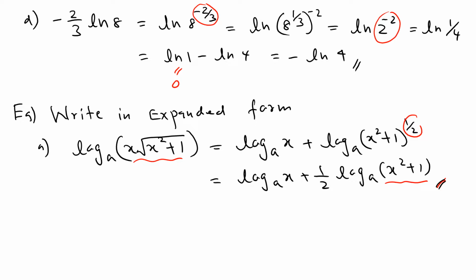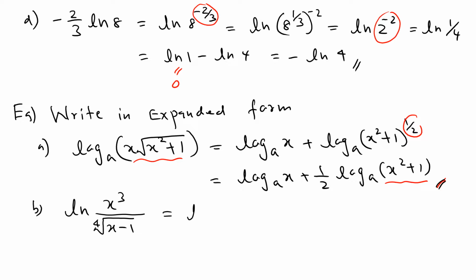So let's do part B. How about this one? Let's say you have natural log of x cubed divided by the 4th root of x minus 1. And you don't need the parenthesis here, because when you have a fraction like that, you can just leave it like that. Okay, so again, it's a division. So division means it's a subtraction problem.